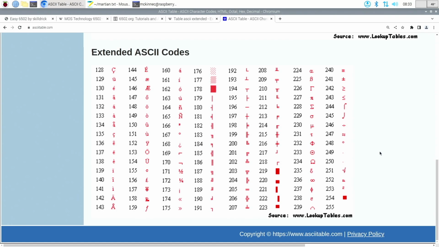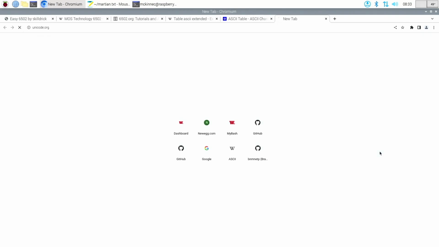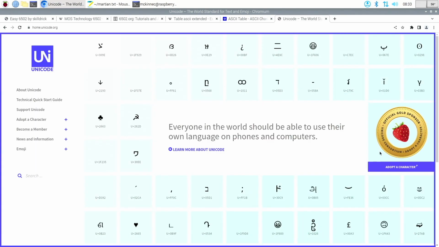Okay, so Unicode, if we go to the Unicode website, is a consortium, and all of the characters that you know and love, everything can be put into Unicode. Including all of your emoji.